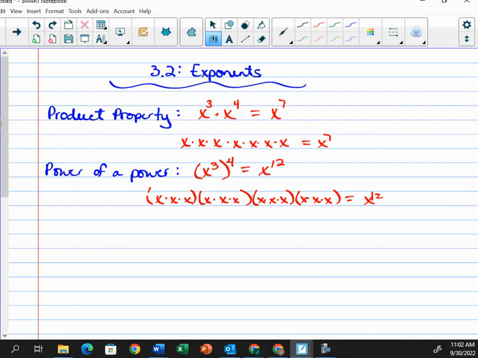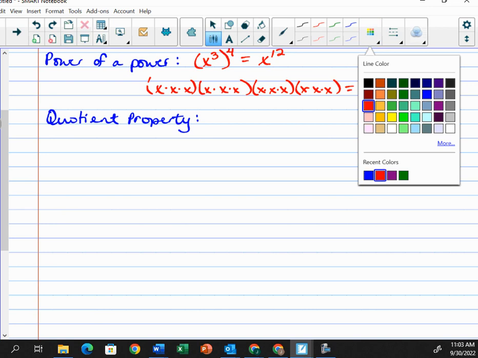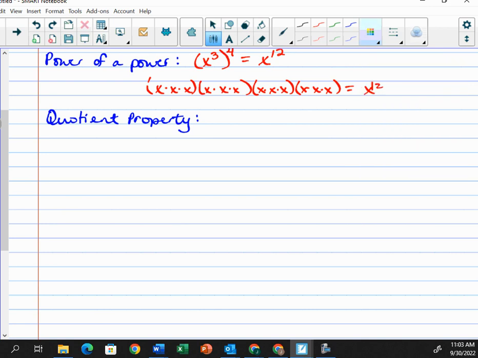Our next one, let's do quotient rule or quotient property. How about x to the 5th times y to the 4th over x cubed times y to the 9th. X to the 6th times y.